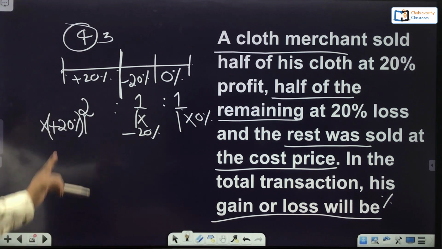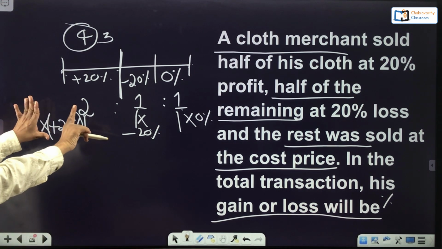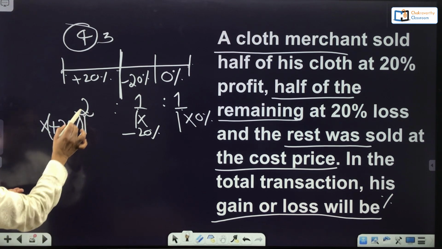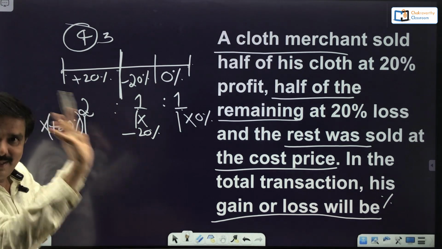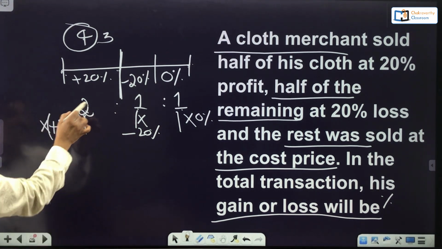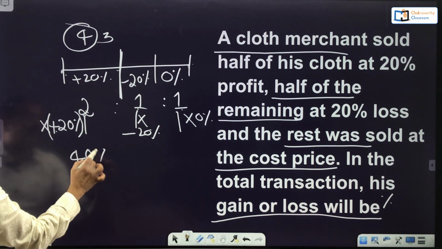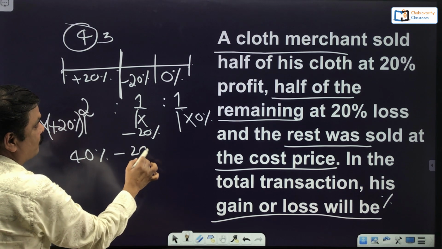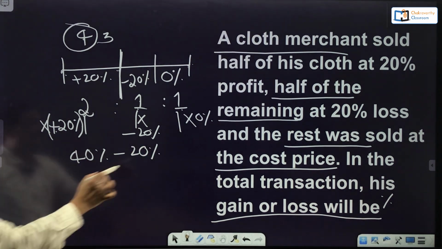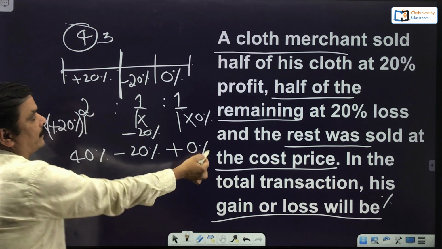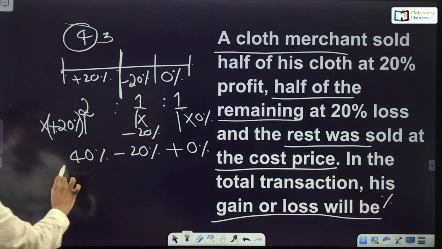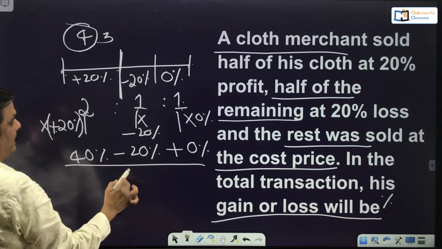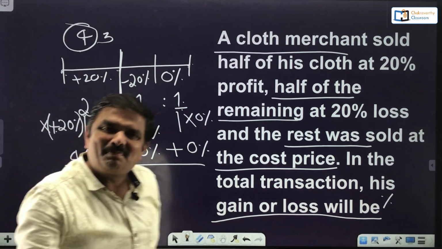Now you go by the weighted average method. How to go for this one here? This is 2 parts, or 2 rupees, whatever it may be, that is the cost price worth. So 2 into 20%, that is 40%. Now this one, 1 into minus 20%, plus this is 0%. Now divided by the total, 2 plus 1 plus 1, that is 4.